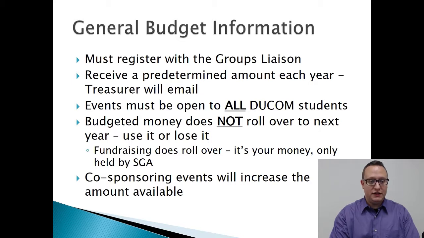Some general budget information. To get funds from SGA, you must register with the group's liaison, Molly, who just told you how to do that. Each group will get a predetermined amount each year. This amount changes each year, and I'll send out an email to each group telling you how much you're approved for. This amount of funds is available throughout the whole year. Events that you plan must be open to all DUCOM students.